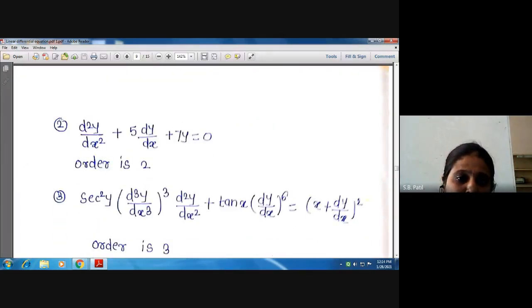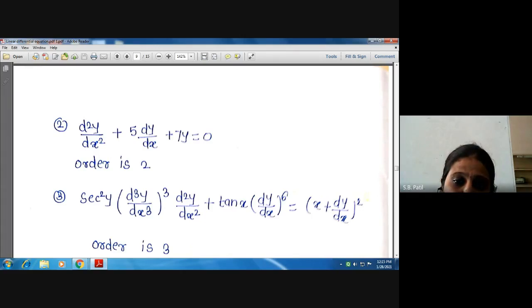Then the second example is d square y by dx square plus 5 into dy by dx plus 7y is equal to 0. In this equation, we have to calculate the order. This is an ordinary differential equation, because we have to differentiate this equation with respect to a single independent variable, and the single independent variable is x.